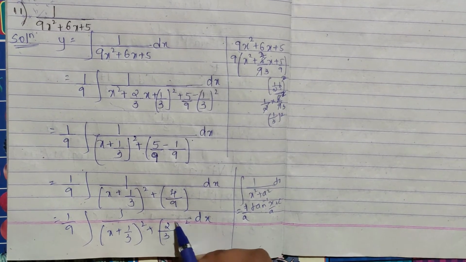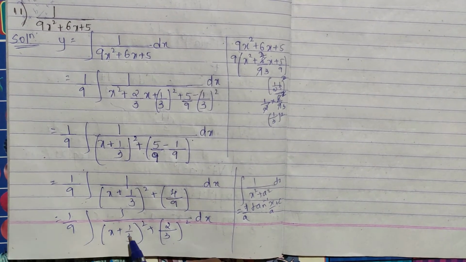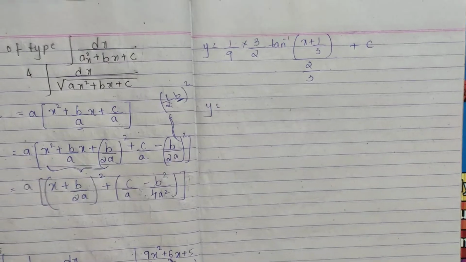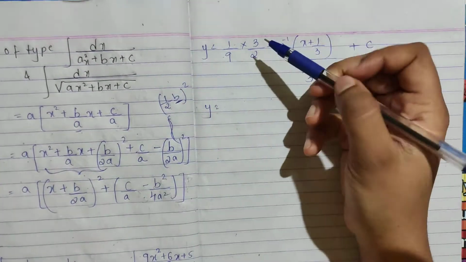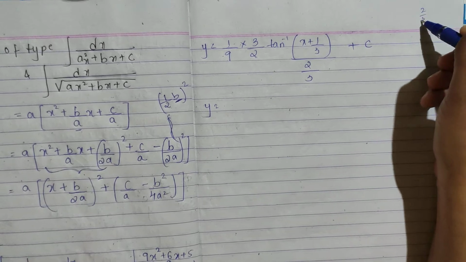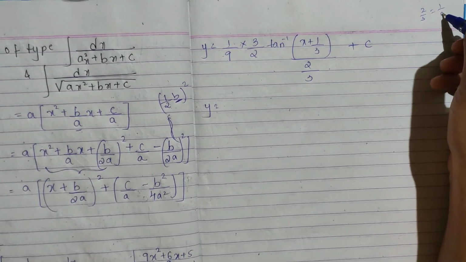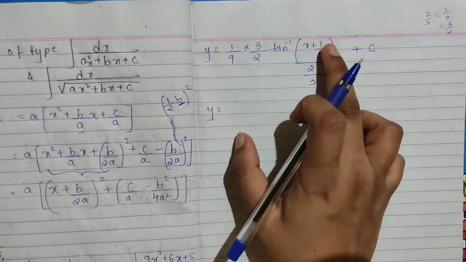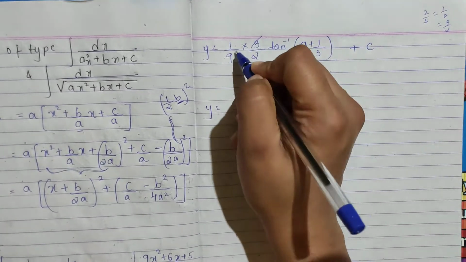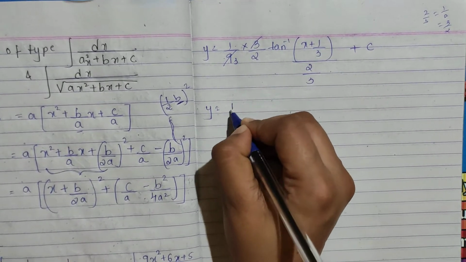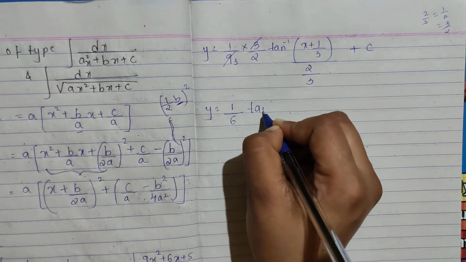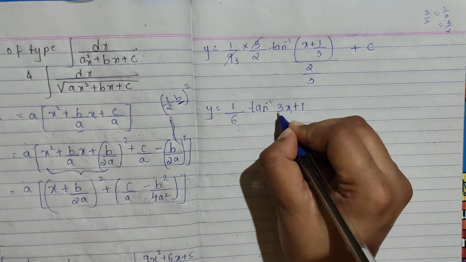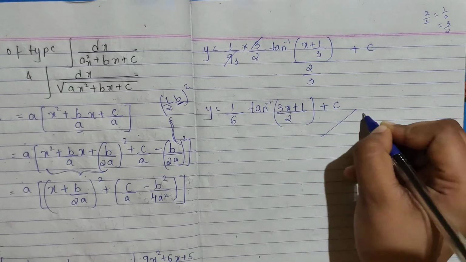Now here a is what? a is 2 by 3. Your x is x plus 1 by 3, okay? So make sure you write it properly. You will get 1 by 9 as it is, and it was 1 by a. a is 2 by 3, so 1 by a becomes 3 by 2. So directly I have written tan inverse x divided by a. 3 1s are 3, 3 3s are 9. So I'll be having 1 by 2, 3 2s are 6, tan inverse 3x plus 1 divided by 2, plus c. This is your answer.